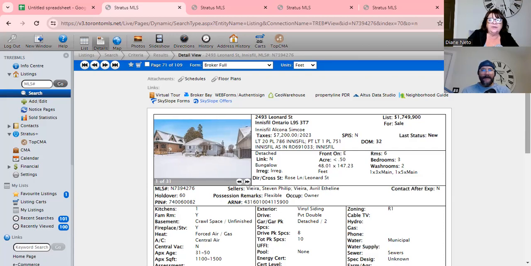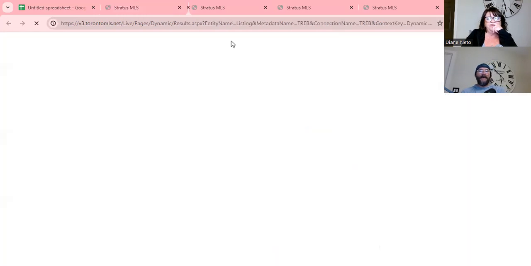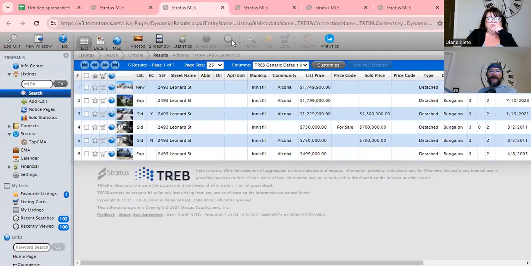The taxes here are $7,200 because it's on the water, right? In Barrie, that'd be like 15,000. And it sold for 1.3 million in 2021. It was listed last July at 1799, and now we're at 1749. They only went down by 50 grand.